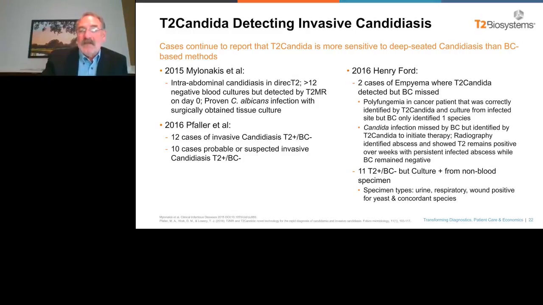And then there's 11 T2 positive, blood culture negative, but culture positive from other non-blood specimens. Many of these have not been fully investigated for invasive disease, but certainly that's the kind of data that we're collecting and following.